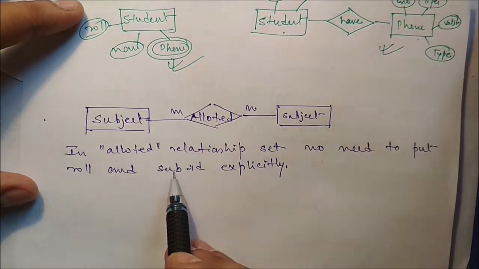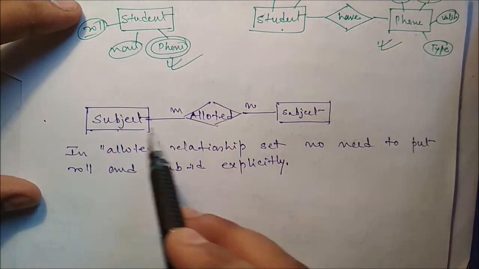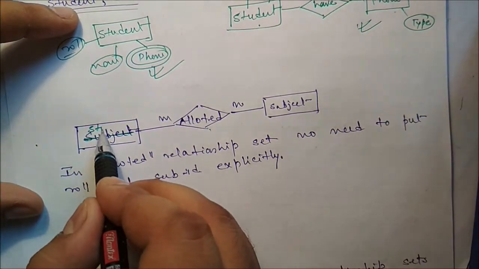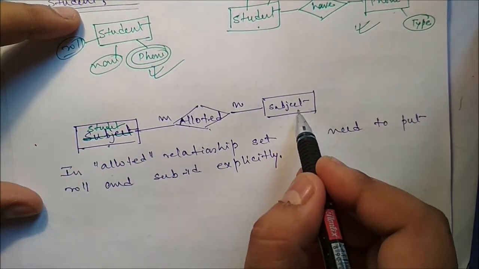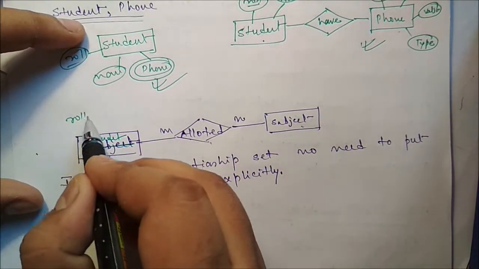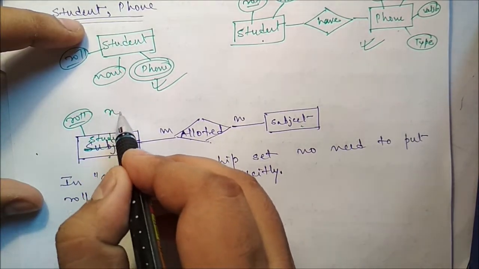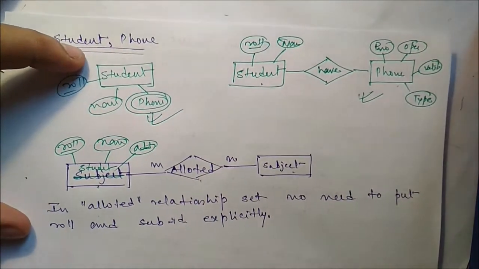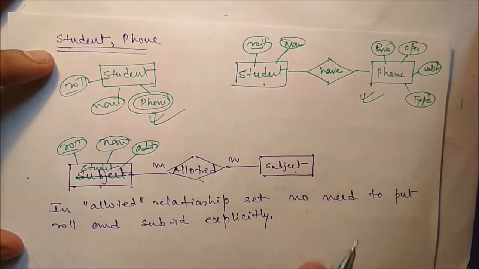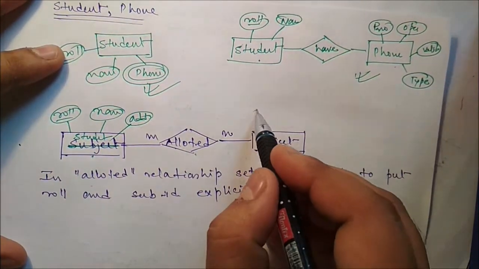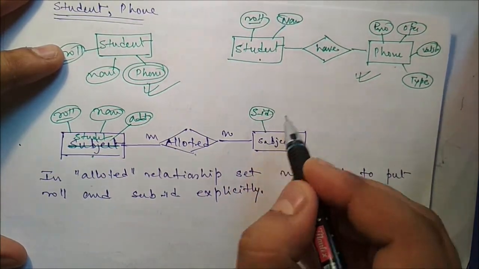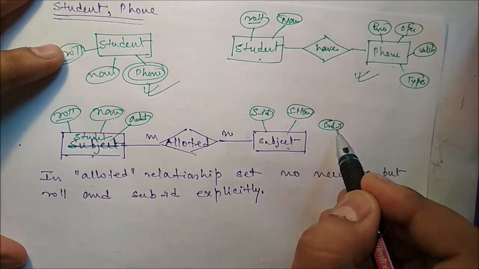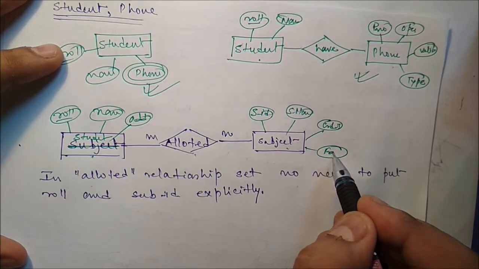Now one more thing is there here, subject allotted to students. So here should be the students allotted subject. Now if it is a student, that means roll number is there, that means name is there, okay, and address is there. Now if it is a subject, okay, subject ID must be there, subject name is there, okay, credit is there, okay, teacher name or faculty name is there.